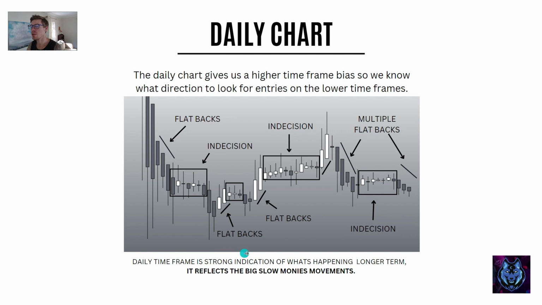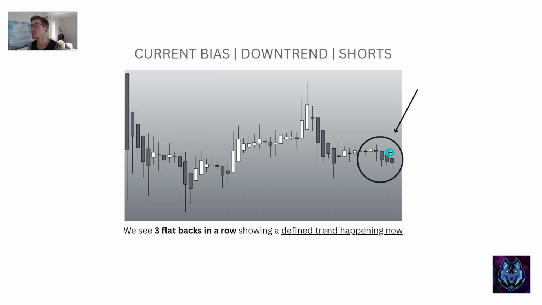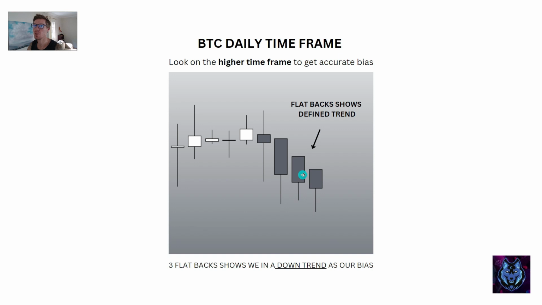The daily time frame is a strong indication of what's happening longer term. It reflects the big slow money's movements. As you can see, we've got these 3 flat backs. So there's a downward trend going on. We see the 3 flat backs in a row showing a defined trend happening now. This is the Bitcoin daily chart. We look on the higher time frame to get an accurate bias. As you can see, we've got these flat backs which show this defined trend. So our bias is downtrend.